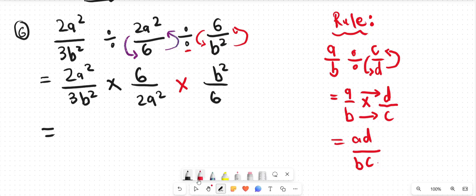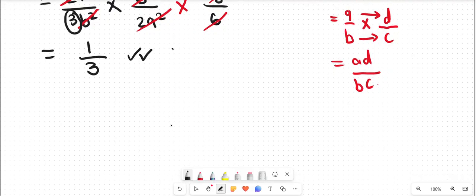All right, then at this point, I can cancel the things that are the same. I notice ab squared is the same as the ab squared, so those cancel. The 2a squared with the 2a squared, those cancel. The 6 with the 6, those cancel. And what you're left with is just 1 over 3. At the top, you're left with the 1, and at the bottom, you're left with the 3, and it's this 3 that I took there. So that's your final answer.